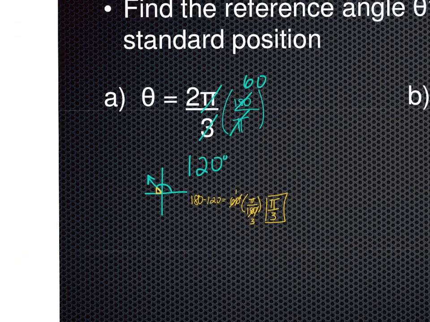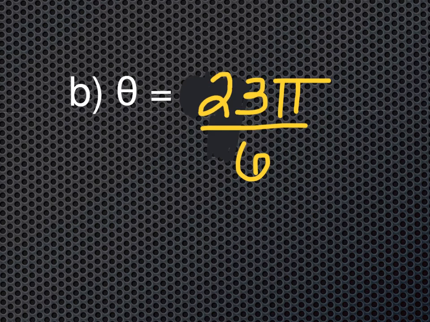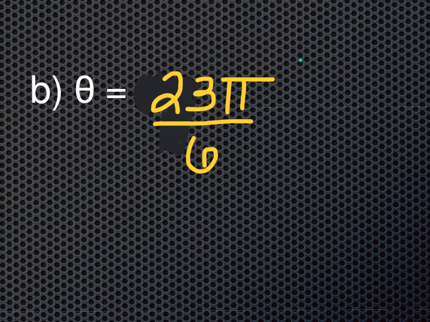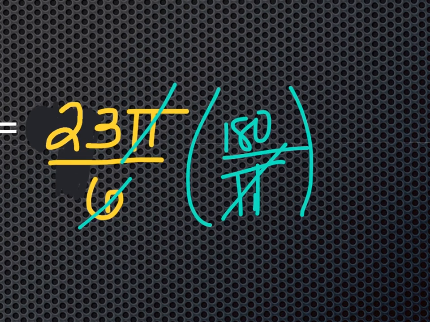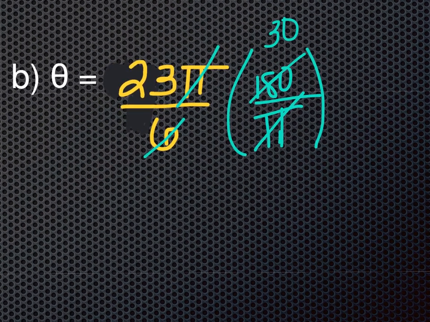I knew this was going to be long. All right, what about this one? 23 pi over 6. Where does that lie? You guys don't know? Okay. Let's convert it so we can see. Pi on the bottom, 180 on the top. So pi's cancel out. 6 goes into 180 how many times? 30. What's 23 times 30?